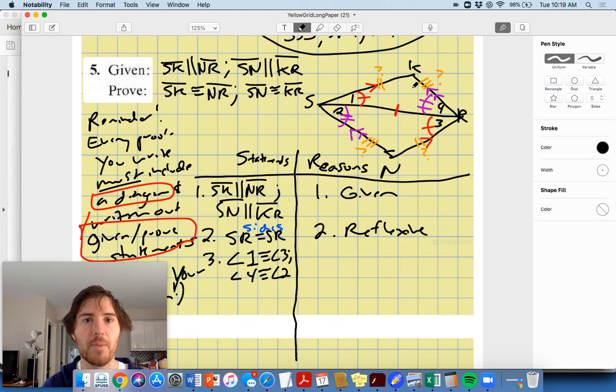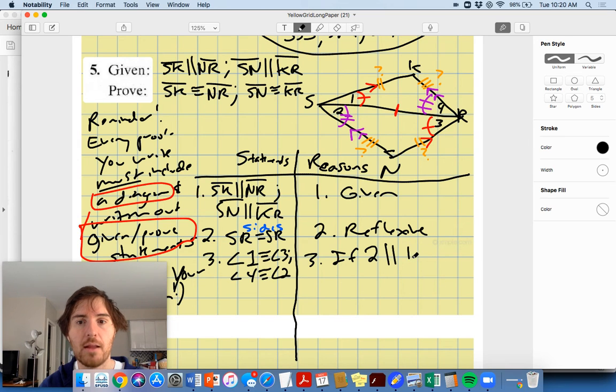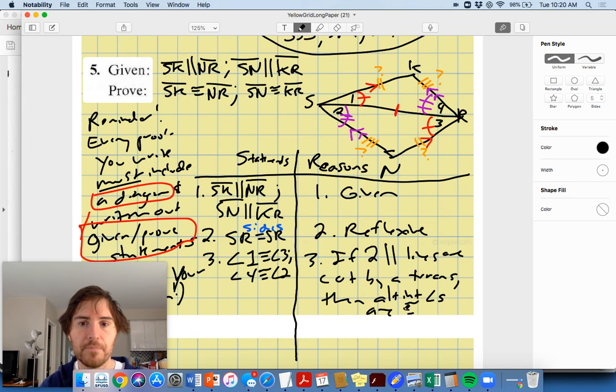And I also know from my given premise and what I listed in step 1 that SN and KR are parallel, so therefore I know that angle 2 and angle 4 are congruent because they are alternate interior angles. So break it down. What's my justification for that? Well, it's this theorem that we learned in chapter 2. If two parallel lines are cut by a transversal, then alternate interior angles are congruent.